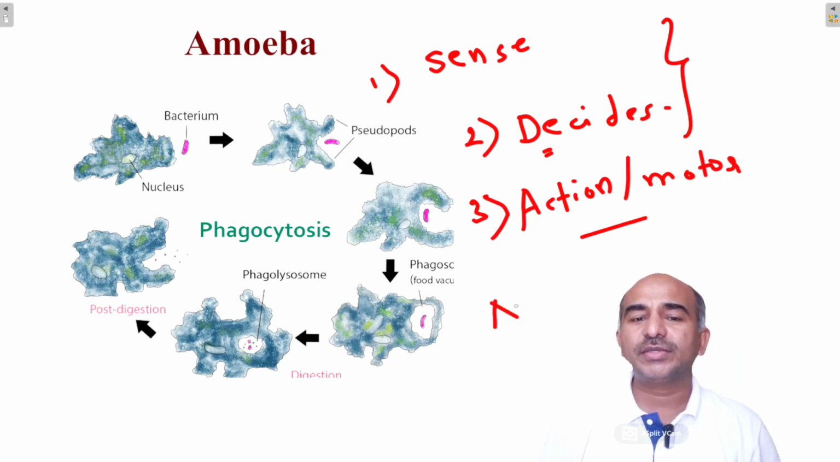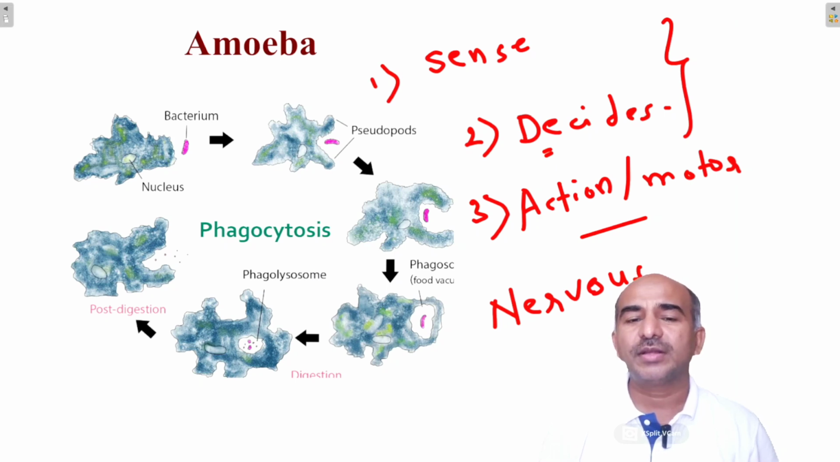What is the nervous system? Basically, it is a nerve system. The nervous system has three functions. It senses, it decides, and then it acts. Or there is a motor division, there is a sensory division, and there are centers to take decisions. This is about the nervous system.